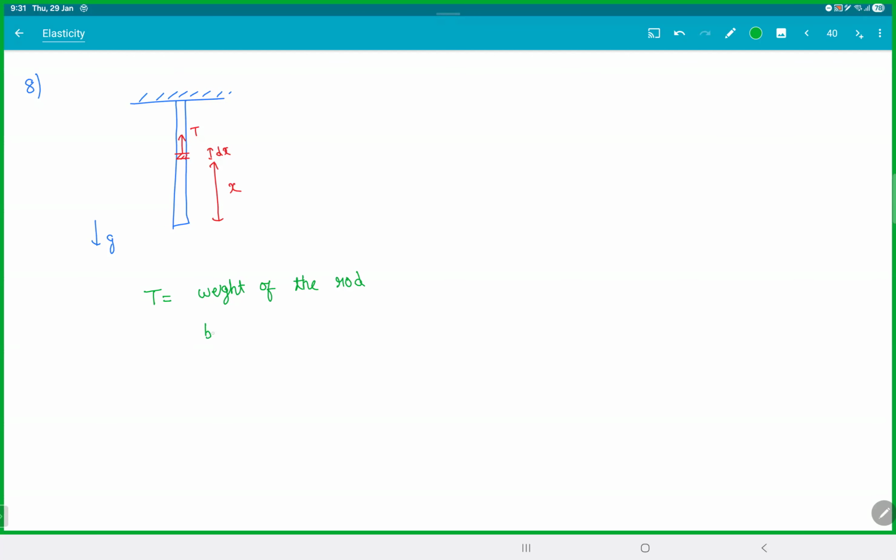Weight of the rod below the dx. How much is that? That would be the total mass of the rod, m by L, x into g. What do you want to find? Elongation? What is the formula for elongation? Integral T dx by AY.